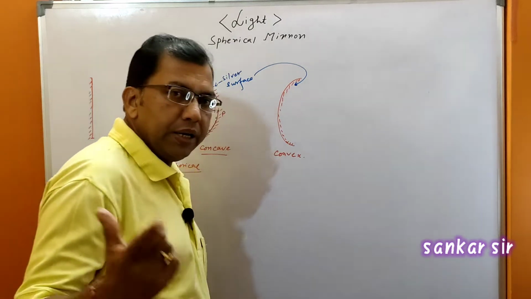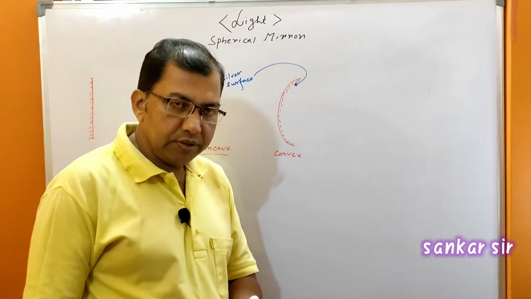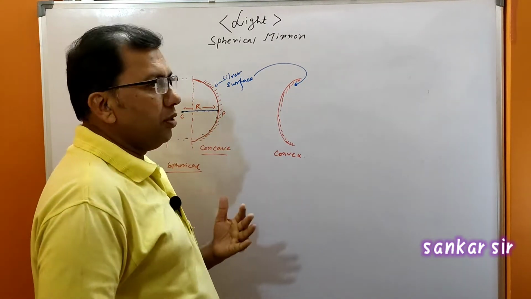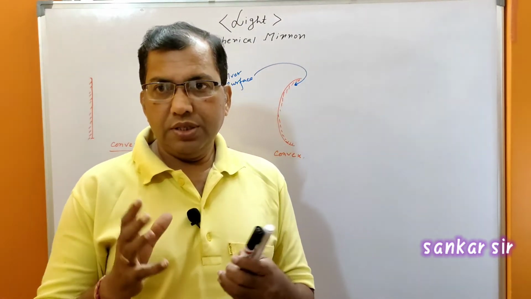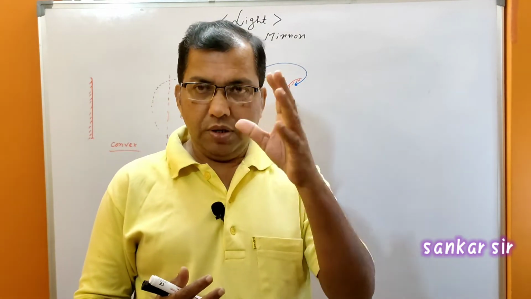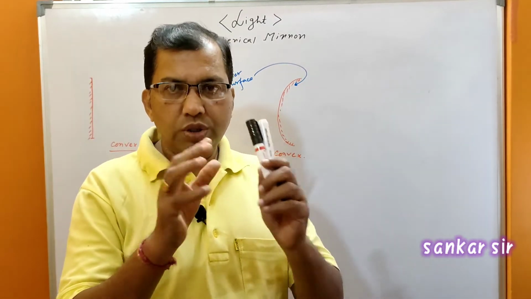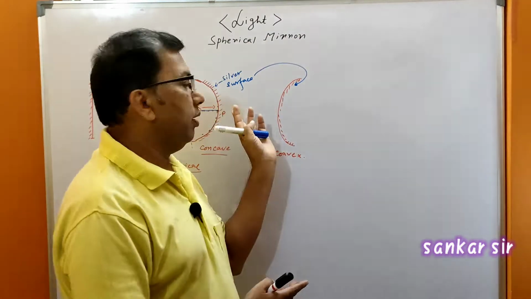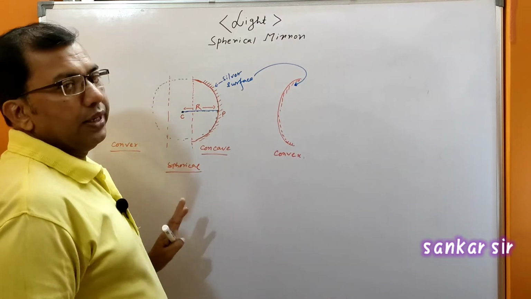Yesterday I discussed the plane mirror. Today I will discuss the spherical mirror. What is a spherical mirror? It is of two types: convex mirror and concave mirror. A spherical mirror is a mirror whose reflecting surface is curved or spherical.